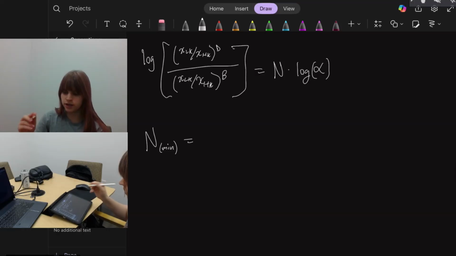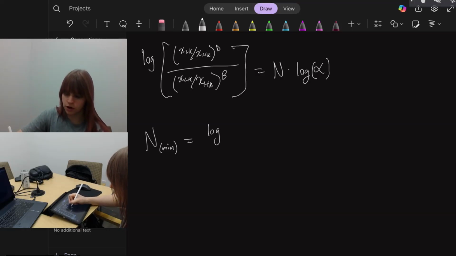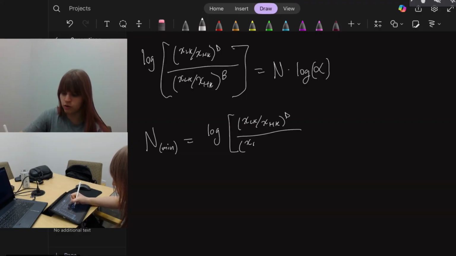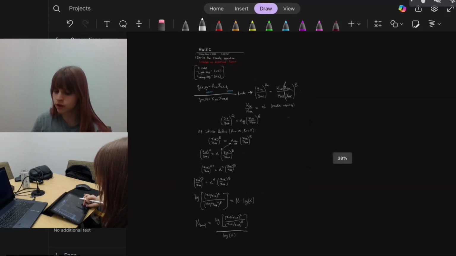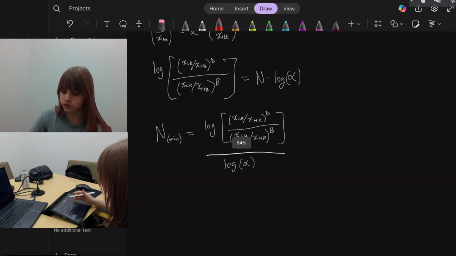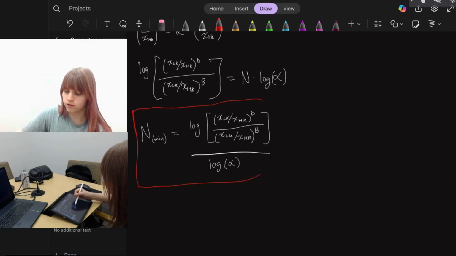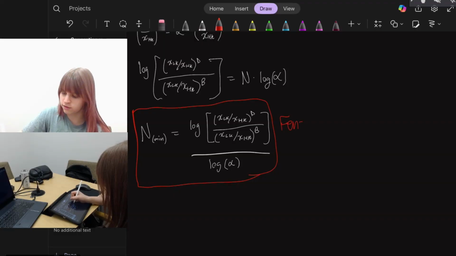So we have n min is equal to the log of our ratio of the liquid composition of the light key to the heavy key in the distillate over that same ratio of the light key and heavy key in the bottoms. And that's all divided by the log of alpha, our relative volatility. And I'm going to make this red. This is our Fenske equation.